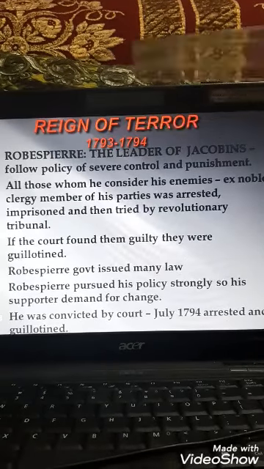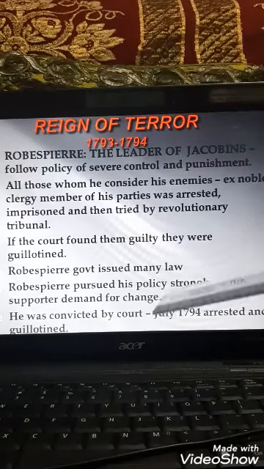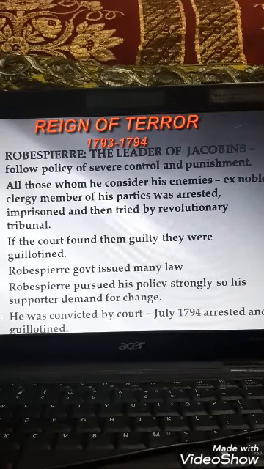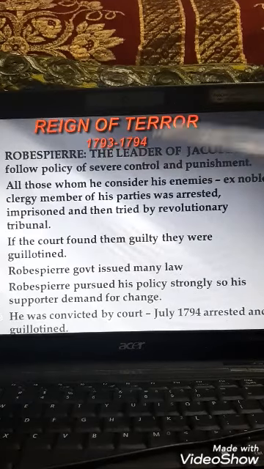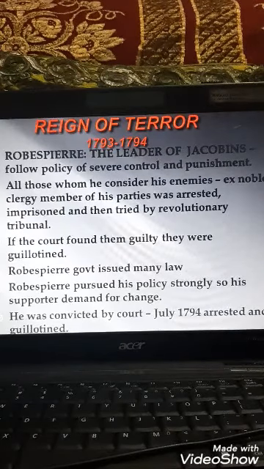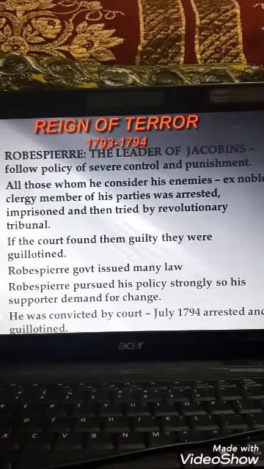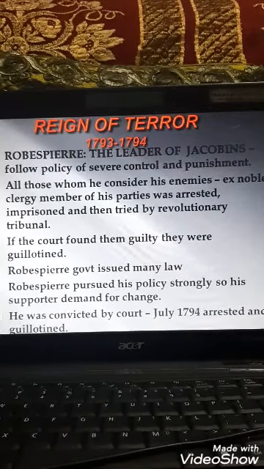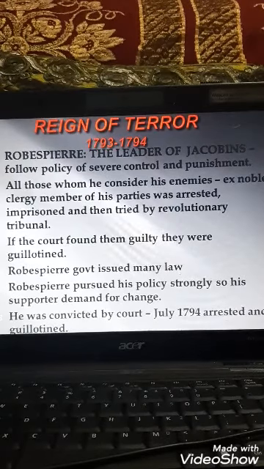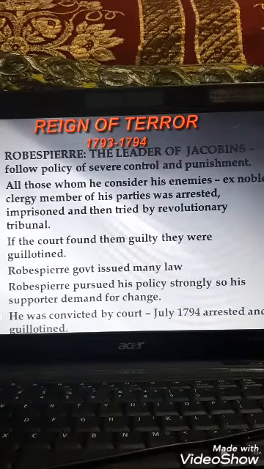Now today we will discuss the topic Reign of Terror. Here are some points which we will discuss. The period from 1793 to 1794 is referred to as the Reign of Terror because the Jacobin leader, Maximilien Robespierre, became the head after the formation of the republic and the execution of the king. But his policy was not good, as it involved very strict control, and anyone who made any sort of mistake was punished.